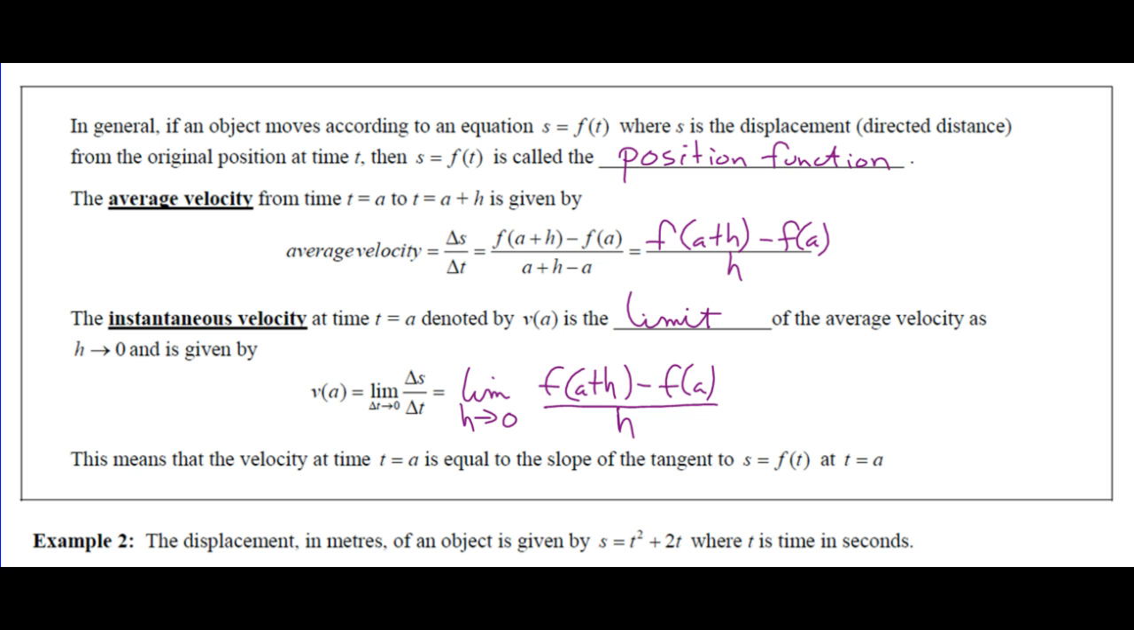Okay, so it's just the limit of the average velocity as the h value approaches 0, as you bring those points closer and closer together. Okay, and we saw that yesterday with GeoGebra, sliding that along, how the secant line is going to approach the tangent line. This means velocity at time t equals a is equal to the slope of the tangent to s equals f of t at t equals a.